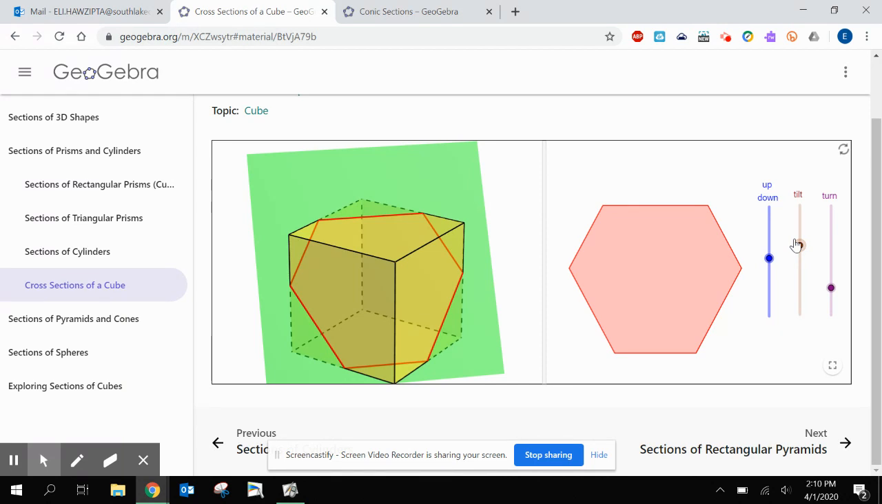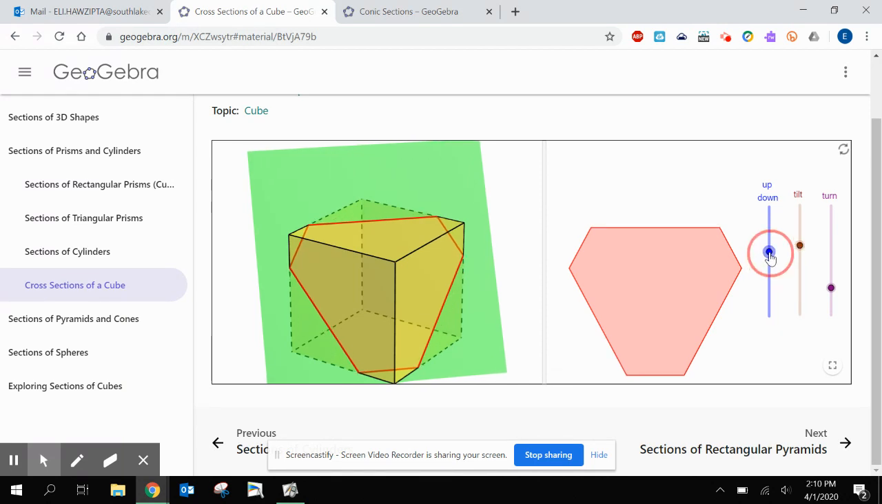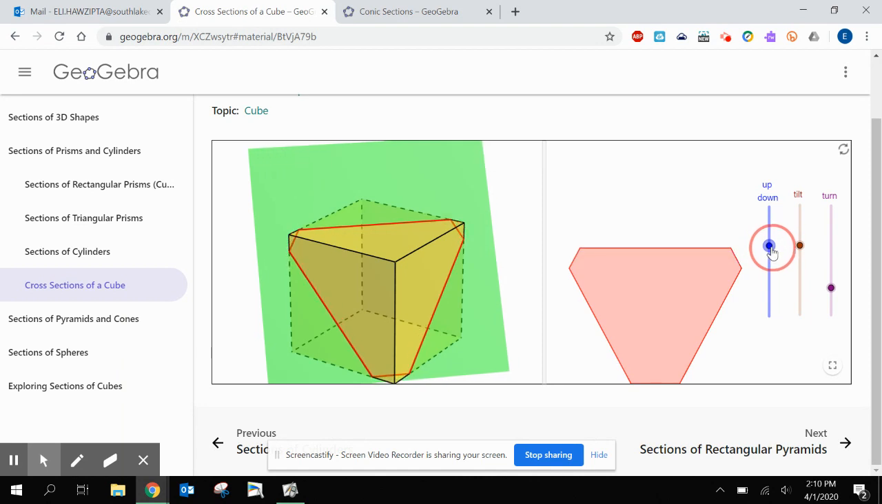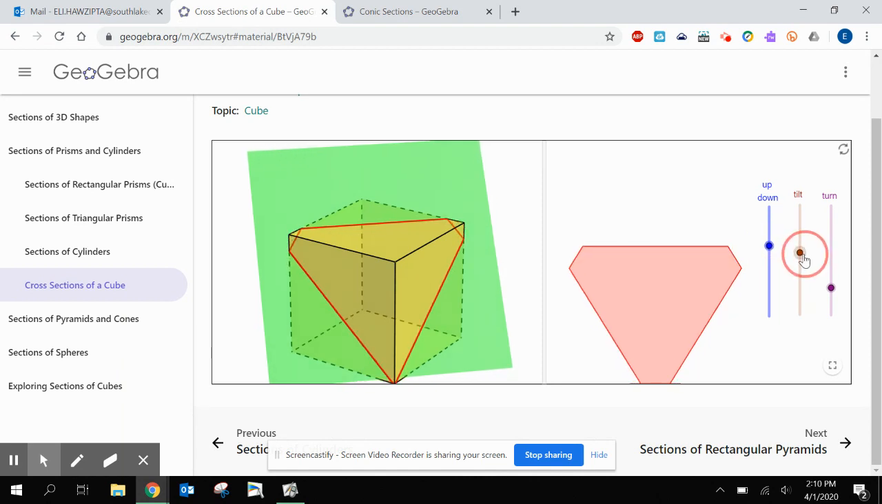All right, so let's try the pentagon here. Let me see if I can show you this one here. And let me move my shapes a little bit right there. Okay, and let's try that.